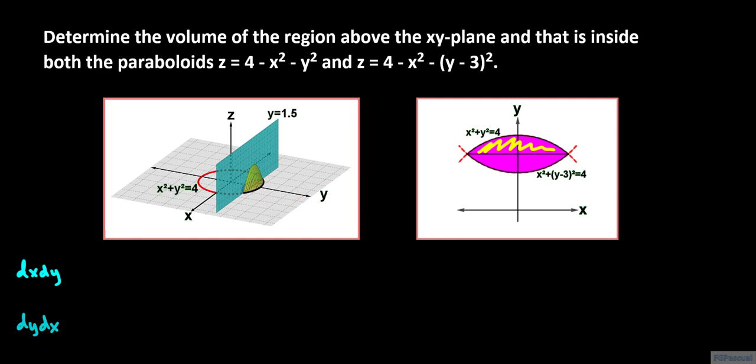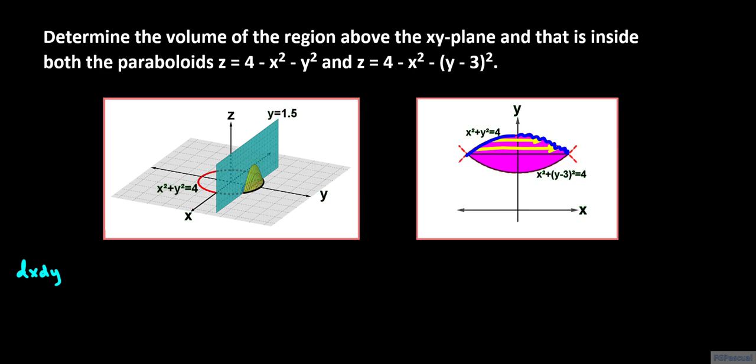For the element of area dx dy, keep in mind that x is the first variable of integration, and so we traverse the xy projection in the x direction. We determine on what curve the projection begins and on what curve the projection ends. The projection's left boundary is the left half of the arc on the circle x squared plus y squared equals 4. Its right boundary is the right half of the arc.